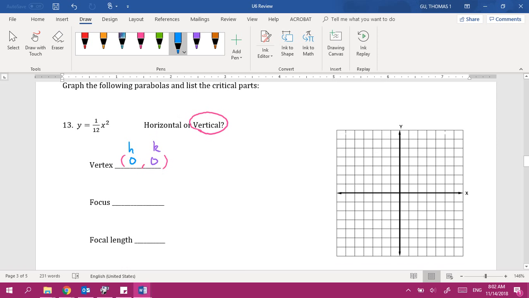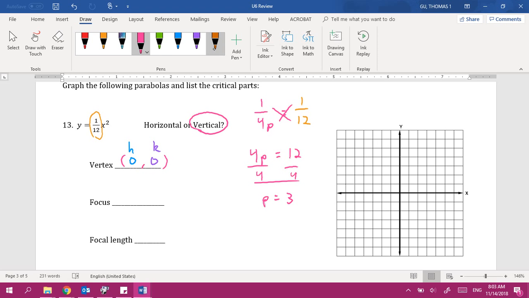So how do you find p? 1 over 4p equals, and then you said 1 over 12? Right, because you take the a value, and that equals 1 over 4p, right? So 1 over 12. And what do I do from there to actually find p? Cross multiply, boom. So what's my equation? 4p equals 12, and then? So p equals 3, good.